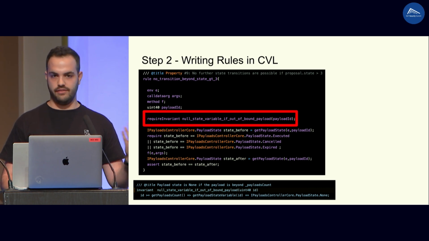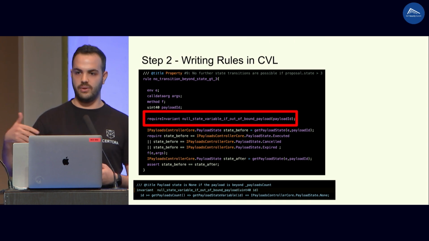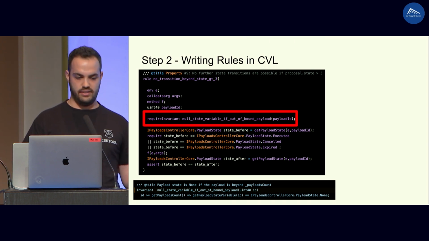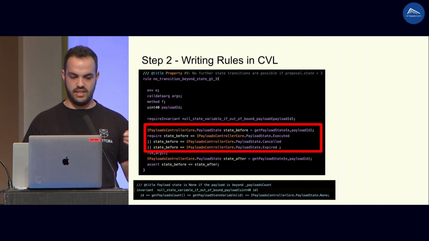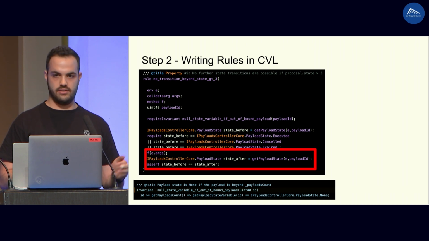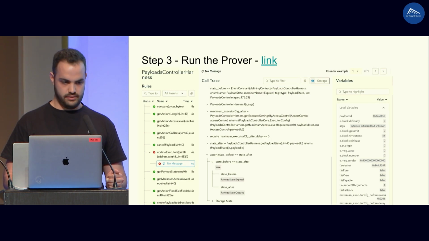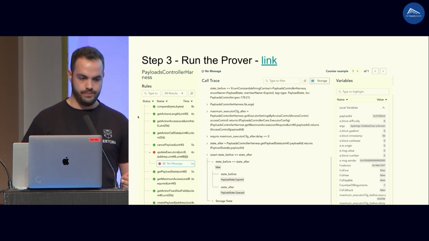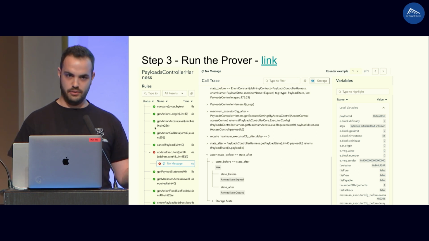Here we require the invariant that if the ID is greater than the count, it should be none, and then that we start in a state in which it's executed, canceled, or expired, and run the function, and assert that it's the same. So after we do it, we get a violation. So this is a violation. Let's go over first the green parts, which are the good parts.